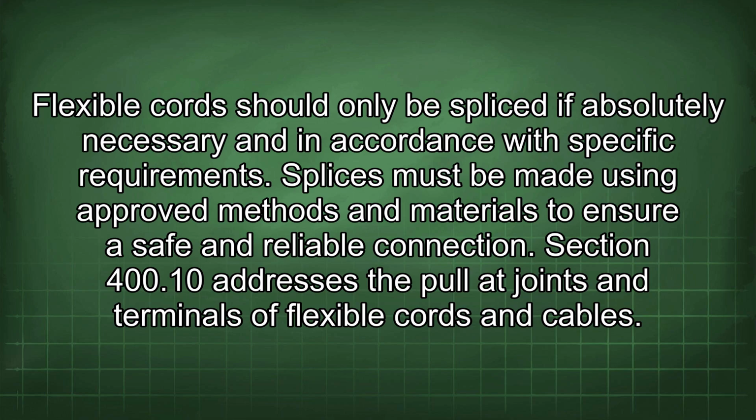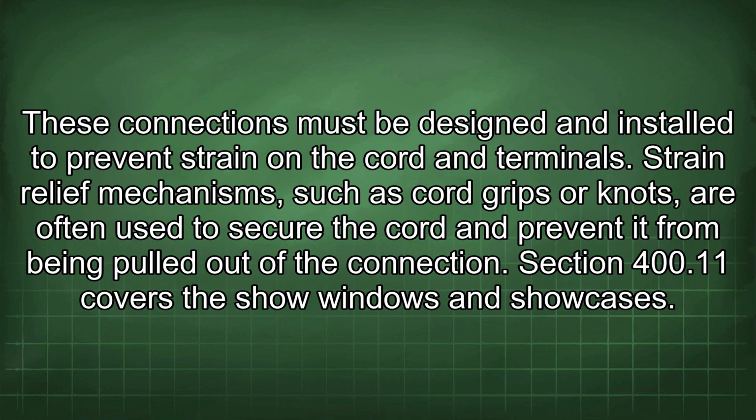Section 400.10 addresses the pull at joints and terminals of flexible cords and cables. These connections must be designed and installed to prevent strain on the cord and terminals. Strain relief mechanisms such as cord grips or knots are often used to secure the cord and prevent it from being pulled out of the connection. Section 400.11 covers the show windows and showcases.